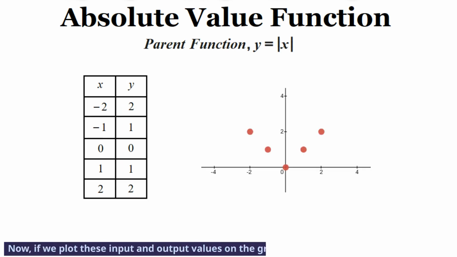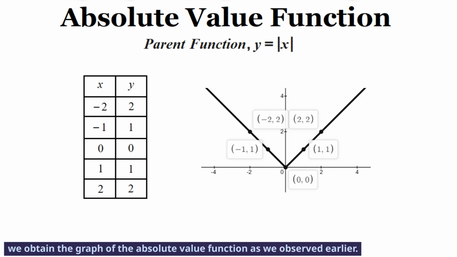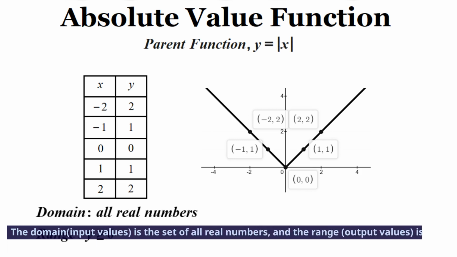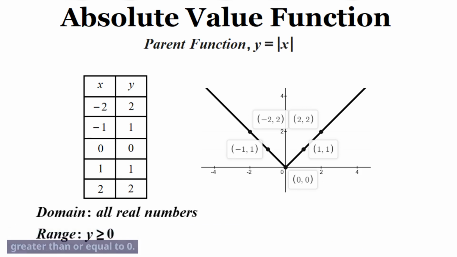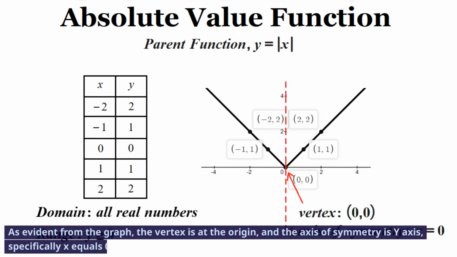Now, if we plot these input and output values on the graph and connect them, we obtain the graph of the absolute value function as we observed earlier. The domain, the input values, is the set of all real numbers, and the range, the output values, is greater than or equal to 0. As evident from the graph, the vertex is at the origin, and the axis of symmetry is the y-axis, specifically x equals 0.